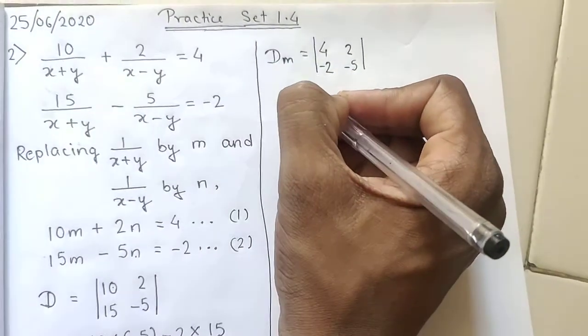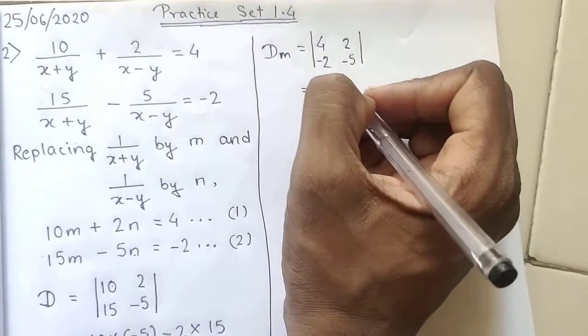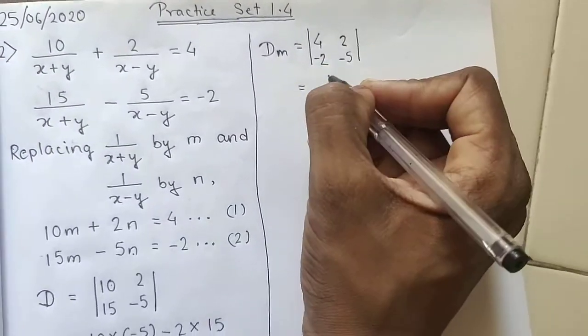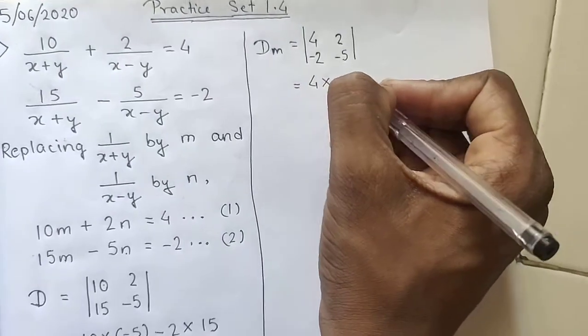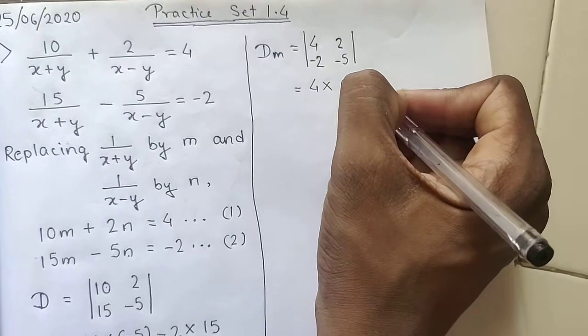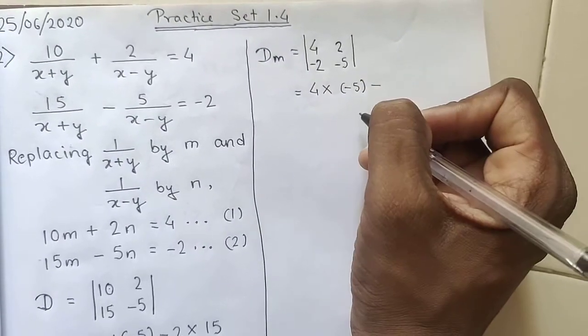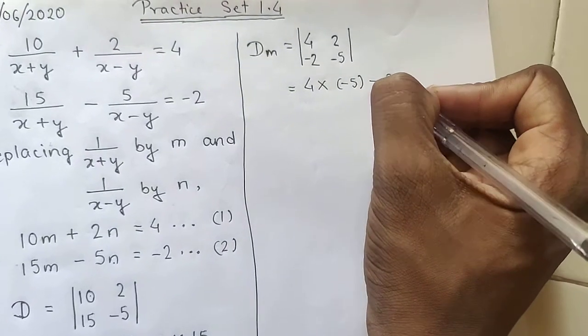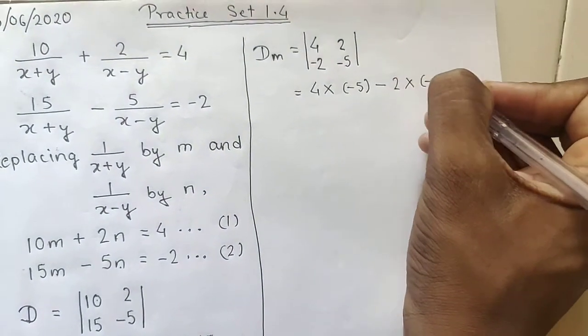Now again in the same way, let us find the value of this determinant. So 4 into minus 5, then the minus sign has to be there, then 2 into minus 2.